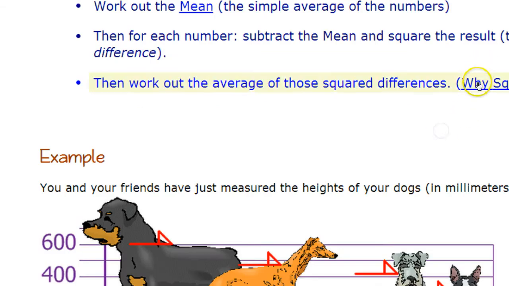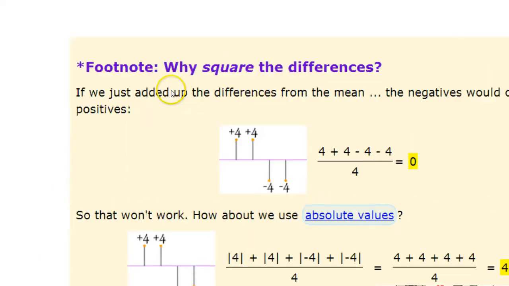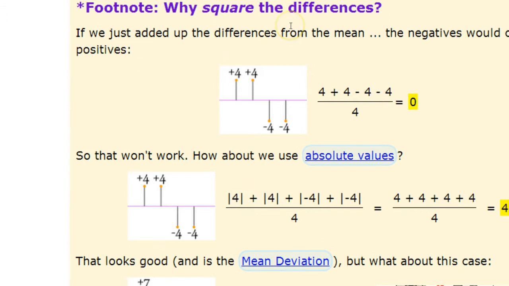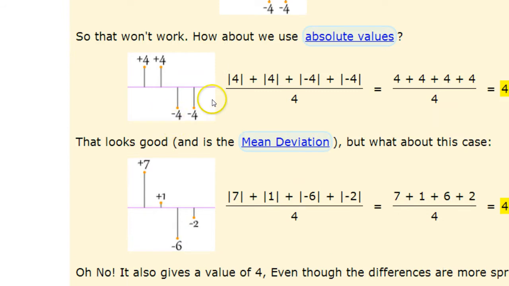Okay, and some of you guys are probably asking, wait, why do we square it? Why square differences? If we just add up the differences from the mean, the negatives would cancel out the positives. So 4 plus 4 minus 4 minus 4 divided by 4 would be 0. Okay? If we use absolute values, we could actually get the mean to be a little bit more interesting. It's like, oh, okay, that works.